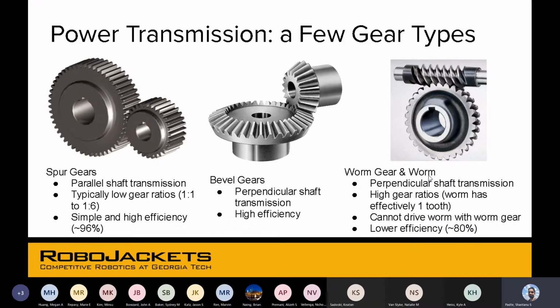And a worm gear and a worm. So this is also perpendicular to each other. So you cannot drive the worm with the worm gear, but you can do it the other way around. So this also has kind of a high gear ratio, because the worm has effectively 1 tooth. It also has a lower efficiency. I think you can imagine the kind of problems that arise from trying to align this.